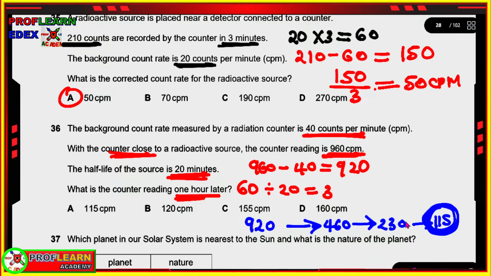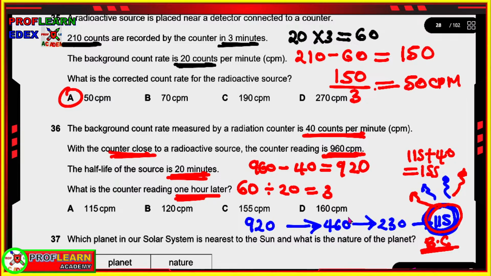So this is the count rate that will be emanating from the radioactive source, per minute. But at that point, when this count rate is read, there will also be the background count. So again, on this we shall say now it will be 115 plus 40, the background count, which is going to be 155, and that becomes our answer, C, at that given point.